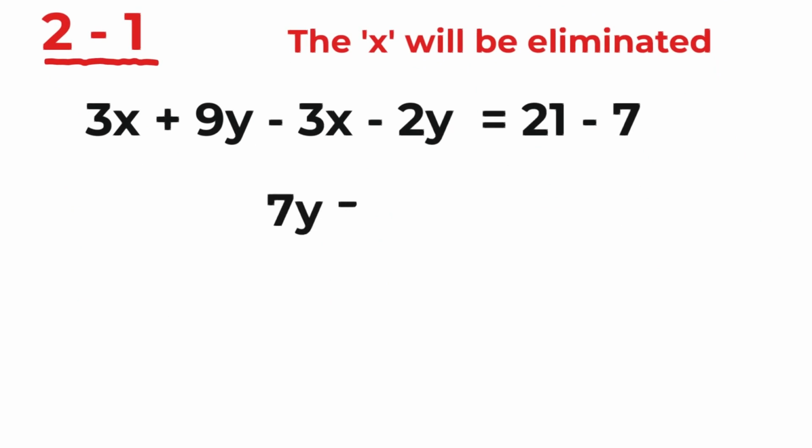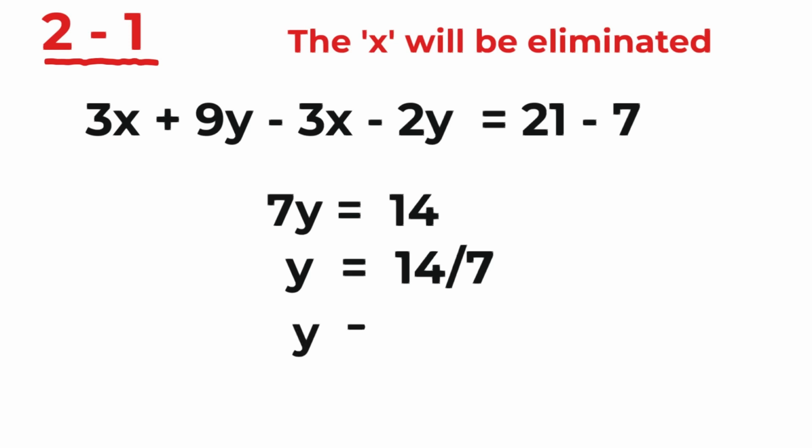So we do that. 3x plus 9y minus 3x minus 2y equals 21 minus 7. The x's go away. We get 7y equals 14. And as we divide both sides by 7, we get y equals 14 over 7, and y is equal to 2.